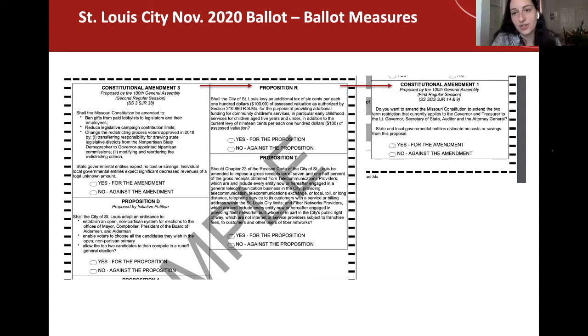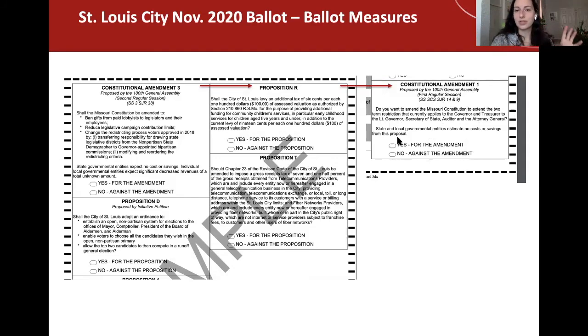So this one, Constitutional Amendment 1, is basically asking, so the governor and cabinet officials have term restrictions. They can only serve in those positions for 2 terms. And the question is, should we extend those restrictions? Should we keep those restrictions for those positions and change that in the Constitution to make it so that we can extend those restrictions? The wording here is really confusing, though. If you look at it closely, it can be confusing to extend the term restriction. Do you want to amend the Missouri Constitution to extend the term restrictions that currently apply? So it might be confusing.